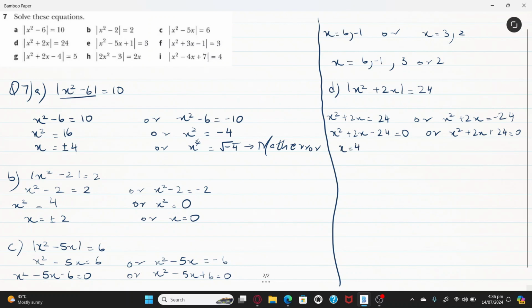x equals 4 and negative 6, or x equals, for the second equation, positive 2 and positive 24. Wait a second. It's positive 2 and positive 24. And that's going to give us the form of iota, so we are going to place a blank here. So we are only going to get x equals 4 or x equals negative 6.